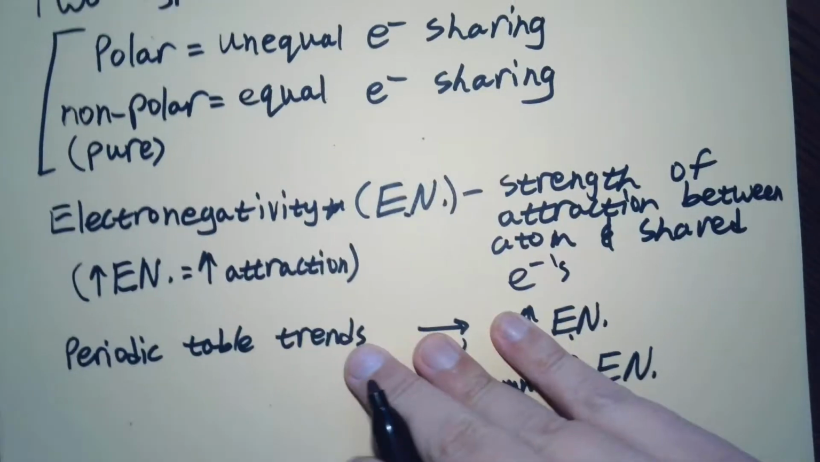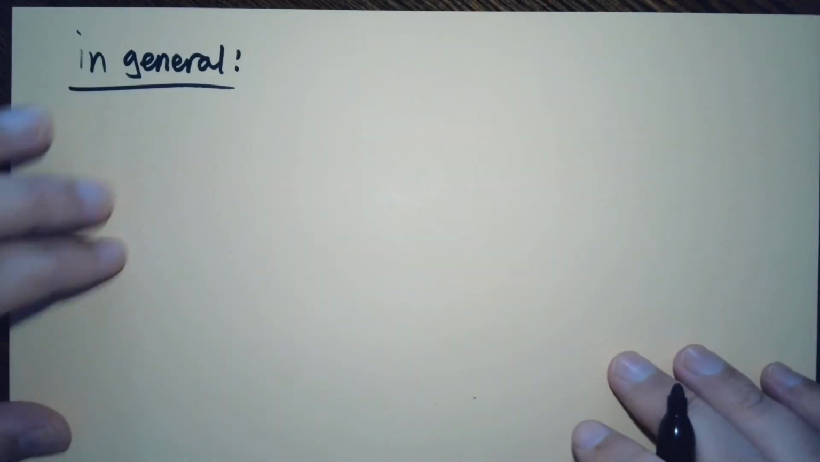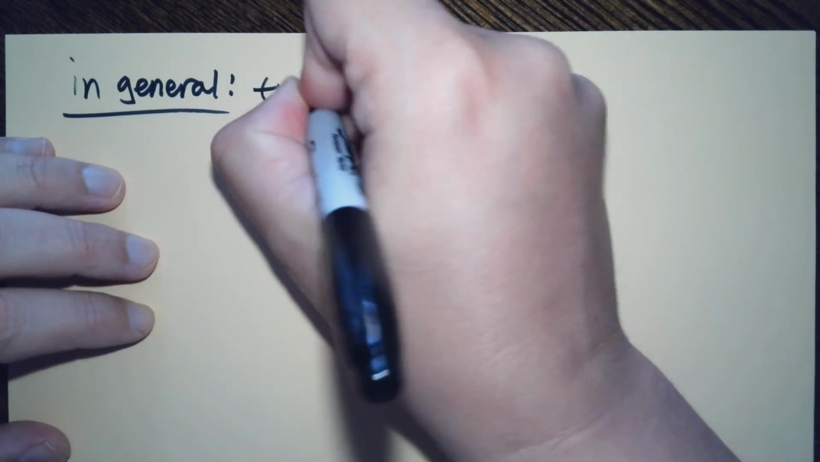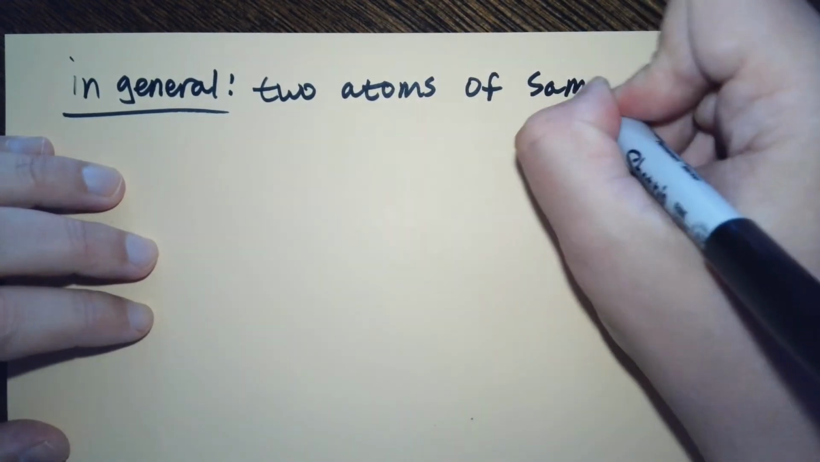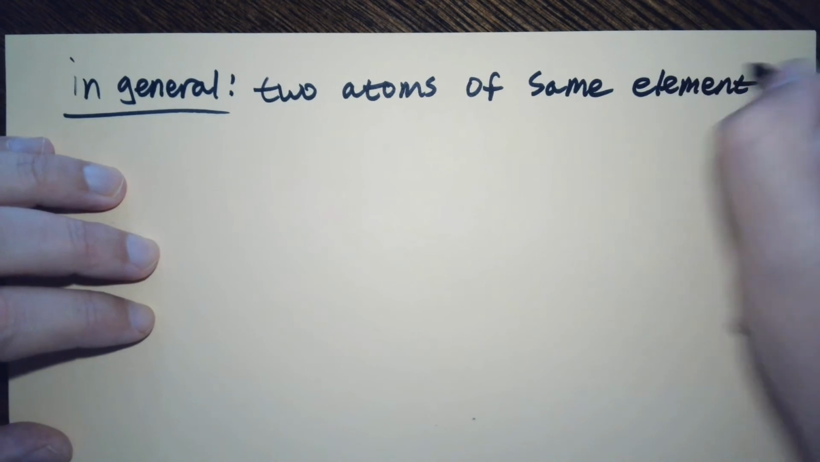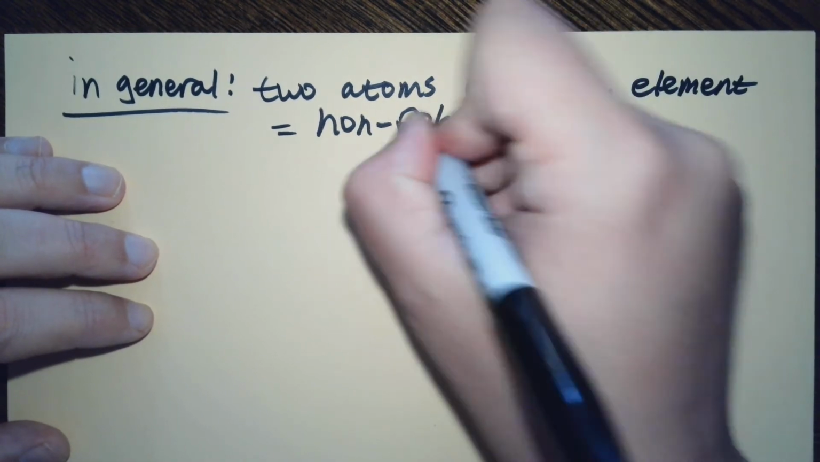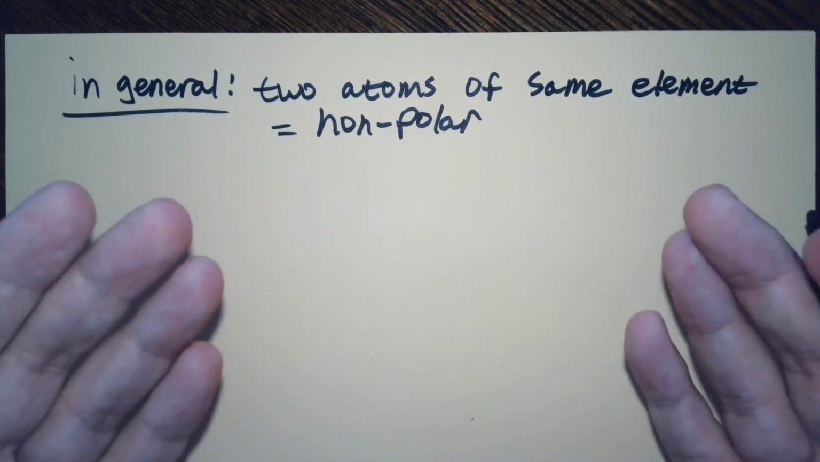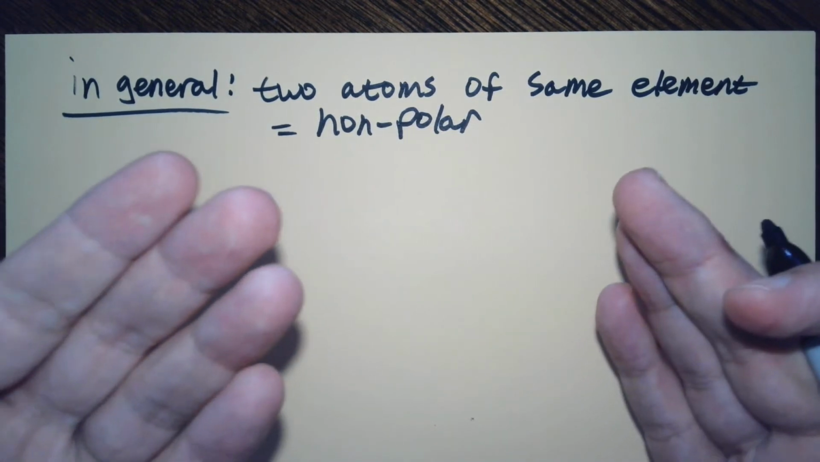So here, I'm going to get a fresh piece of paper. Here is the situation in general. There's always the exceptions that blow up any sort of general trends, but this is general chemistry, right? Two atoms of the same element is going to equal nonpolar. Now think about that for a second. Does that make sense? Would two atoms of the same element share electrons equally? Well, yeah, they're going to have the same electronegativity, right?